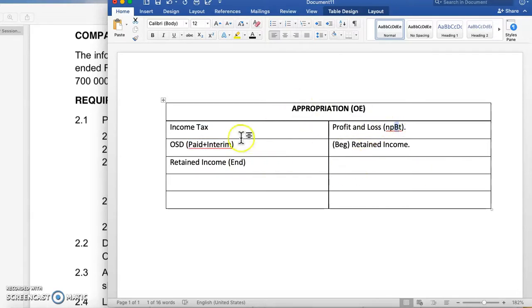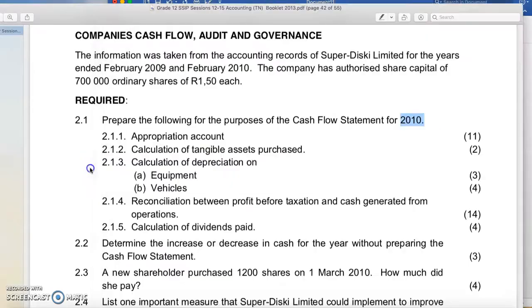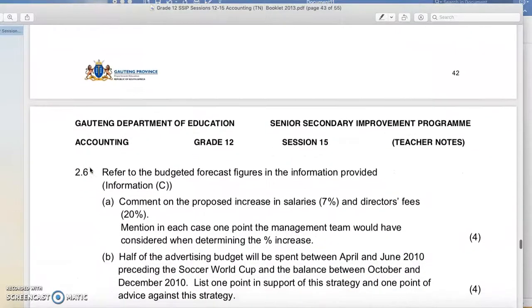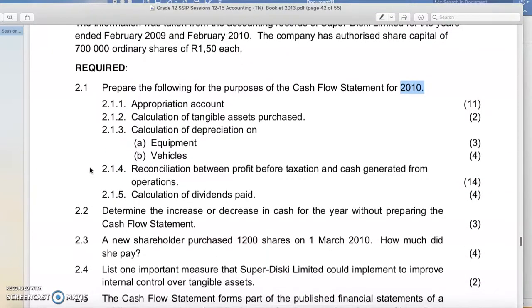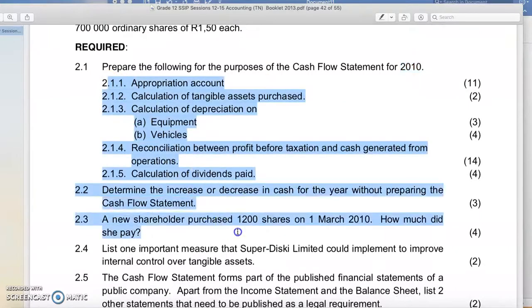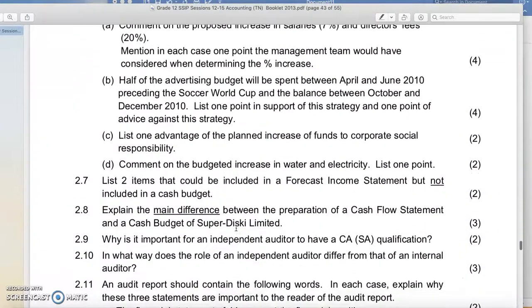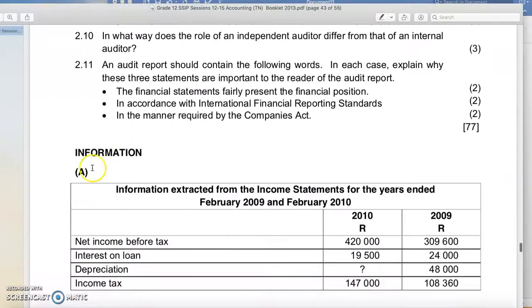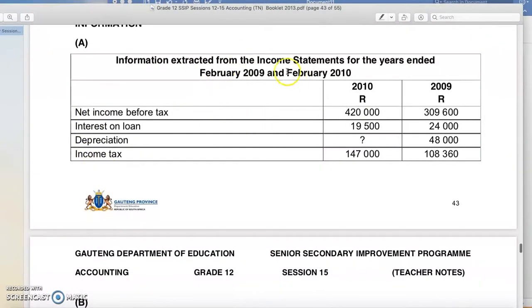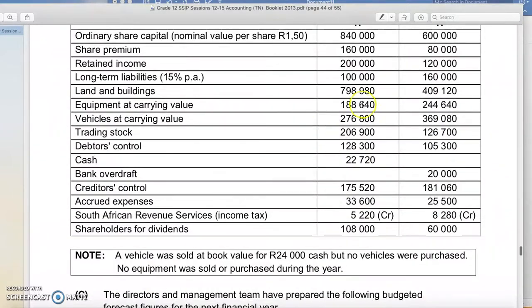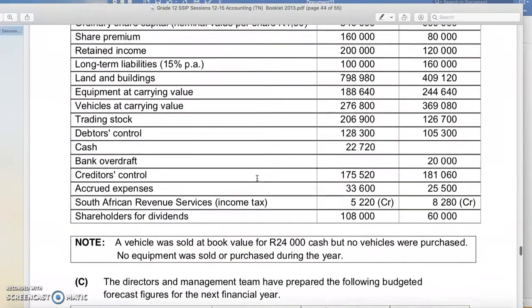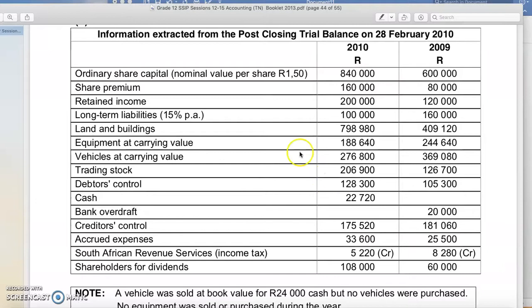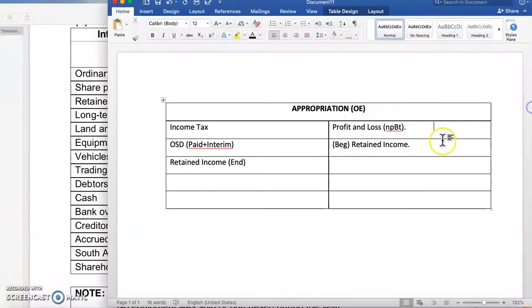So I've already written down the details, and for now it's basically a simple case of extracting our information. It is a very, very long question, but let's see. These seem like all questions really, and as far as information, it's just the extraction from income statements and trial balance, and that's really it. There's nothing more. So we know we're looking at retained income at the beginning and at the end, and we can go straight ahead and write that in.